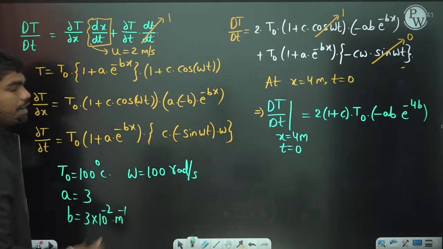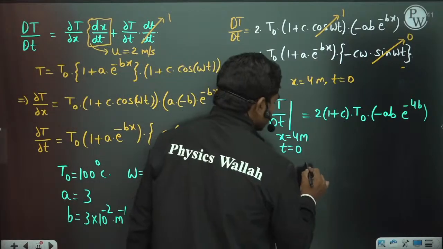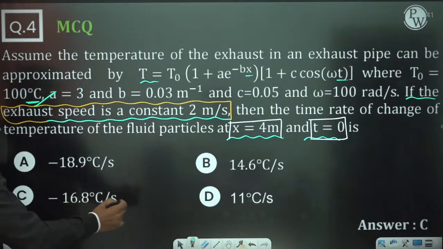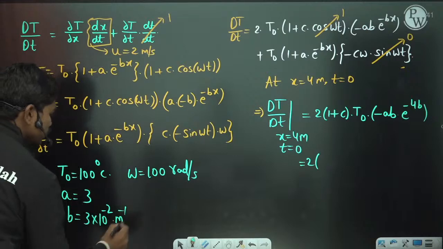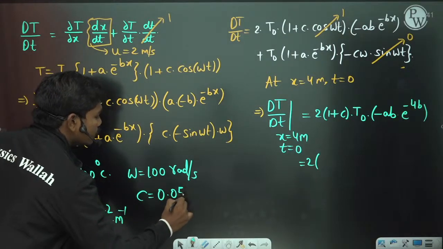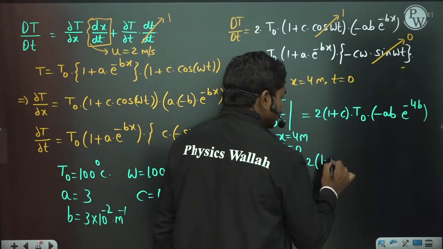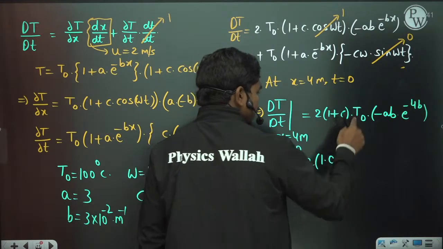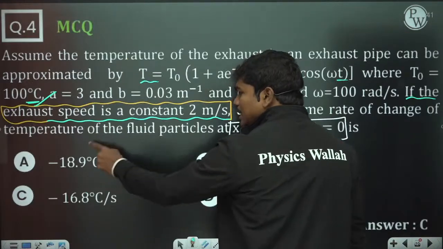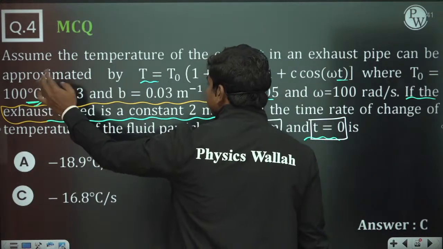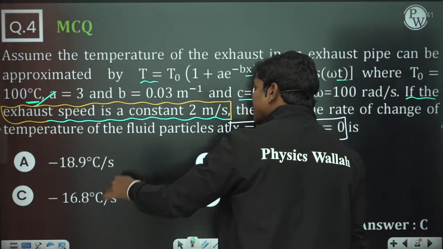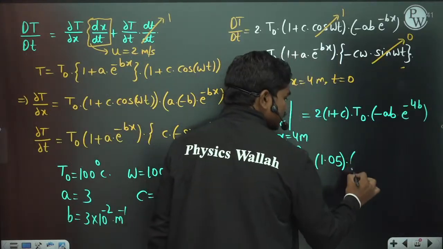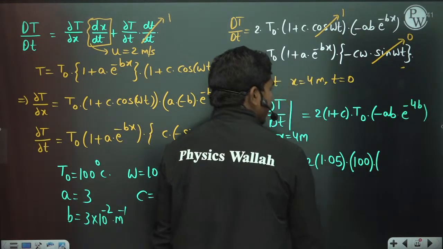Anyhow, I think we don't need any omega there, so let us substitute these values. So 2 times (1 + c). C is equal to 0.05, so 1 plus c is 1.05 times T naught. Let us check the units: the options are given in degrees Celsius per second, so you can directly take this value in degrees. For example, if they give you in Kelvin per second, definitely you should convert this T naught to Kelvin. Here it's given in degrees Celsius, so let us substitute directly.